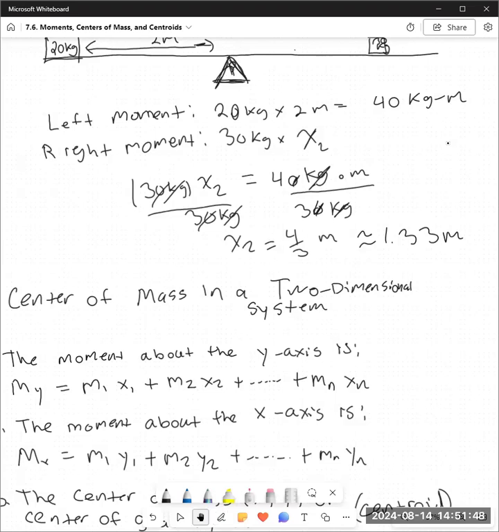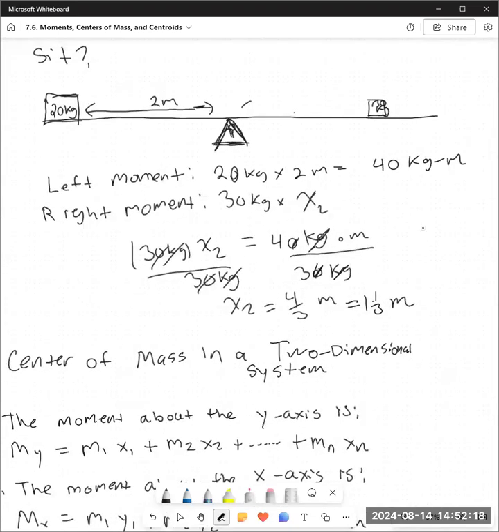And 4/3 of a meter is an exact answer. We know that that's a repeating decimal, so I'm going to approximate that as 1.33 meters, but it's exactly 1 1/3 meters. It's another way to say that. So it's exactly 1 1/3 meters. And I tried to draw it that way here, where this child sat 1 1/3 meters away from that fulcrum.